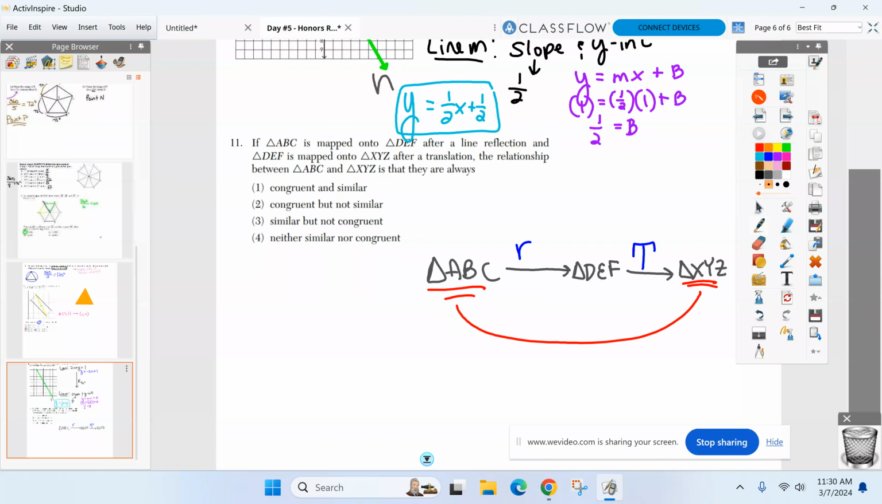What should I know about them? The hint is, look what we did to them. Reflection. Does that change size or shape? Nope, it's a rigid motion. Translation, change size or shape? No, so what we did doesn't change the size or shape of triangle ABC. What do we think our answer is then? Definitely congruent, right? Are they similar? Yeah, you know my rule, right? If they're congruent, they're similar. So they're both congruent and similar.